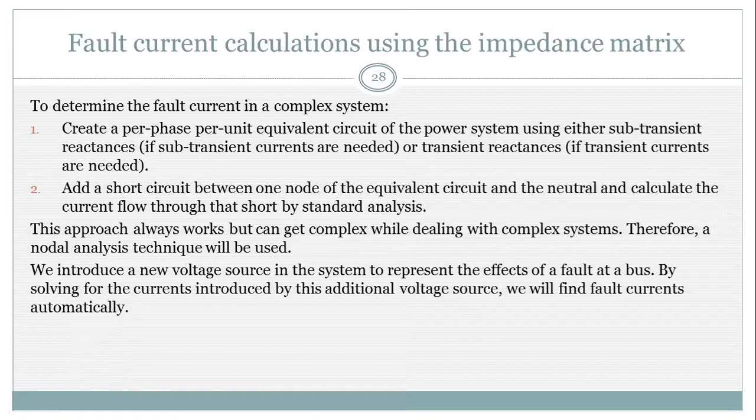So our next topic is the fault current calculations using the impedance matrix.